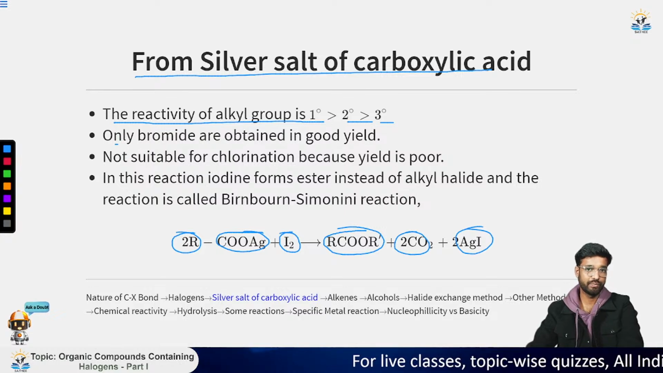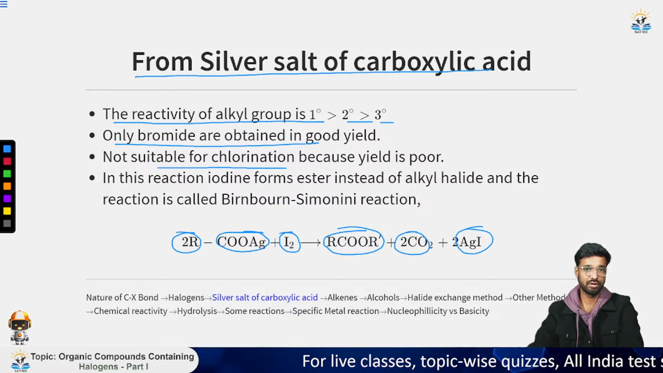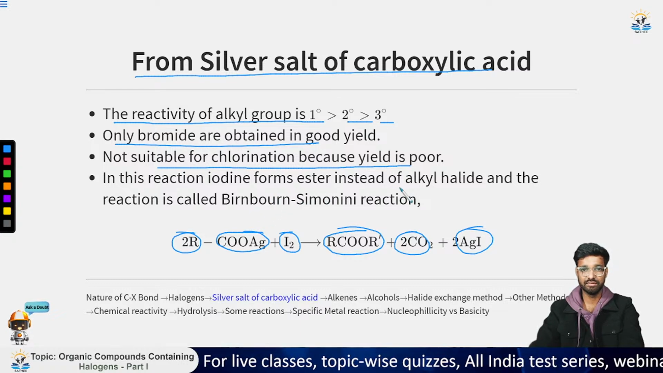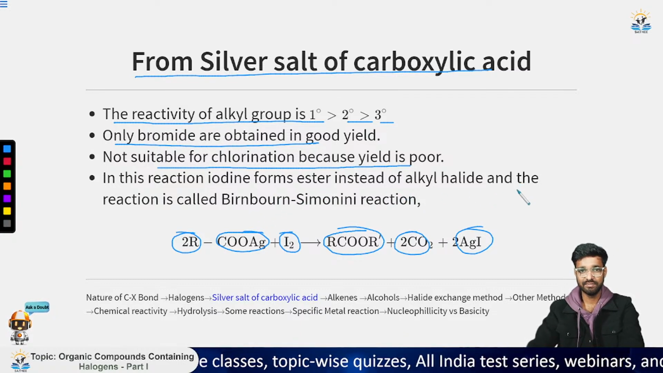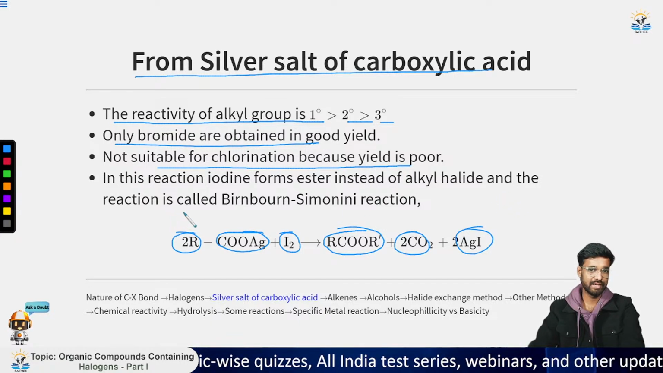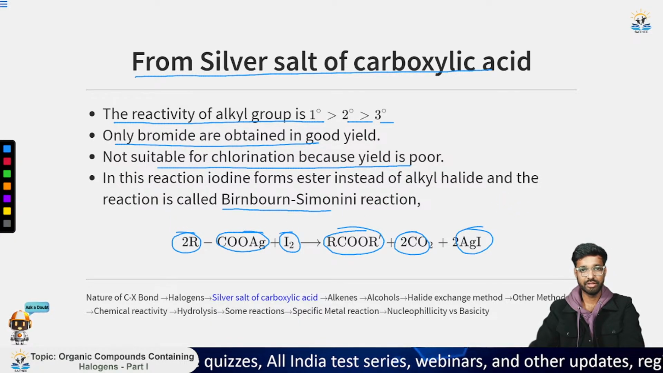Only bromide is obtained in good yield; it is not suitable for chlorination because the yield is poor. In this reaction, iodine forms an ester, okay, of the alkyl halide, and this reaction is called the Borodin-Hunsdiecker reaction.